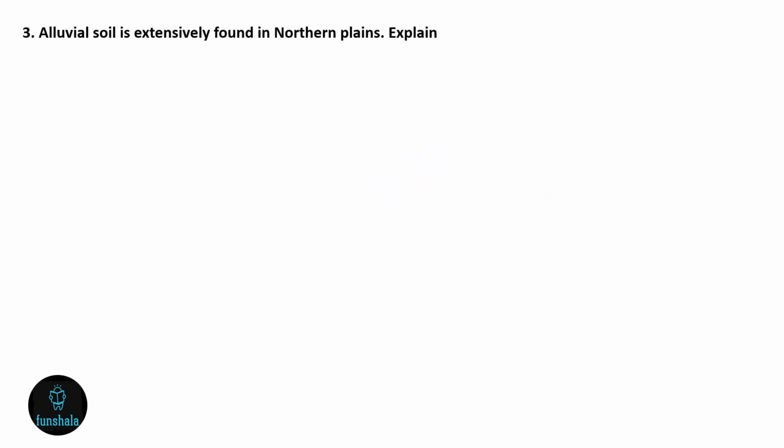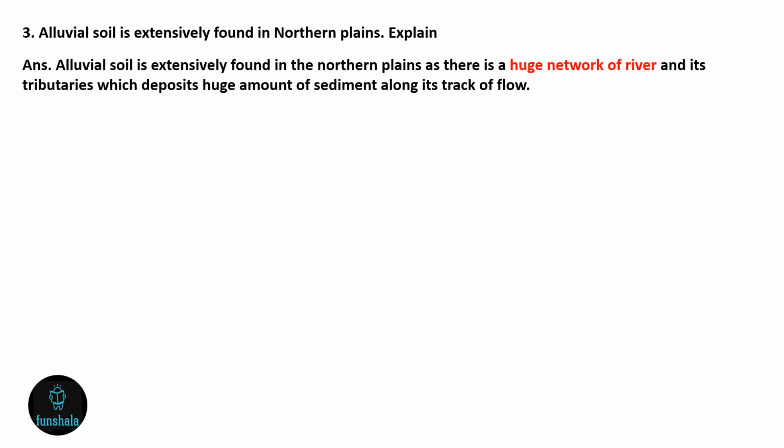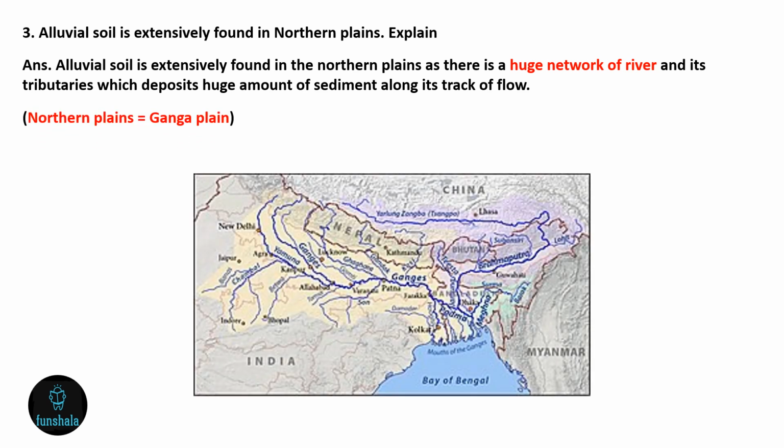Third question, alluvial soil is extensively found in the northern plains. Explain. And the answer is, alluvial soil is extensively found in the northern plains as there is a huge network of rivers and their tributaries which deposit a huge amount of sediments along their track of flow.